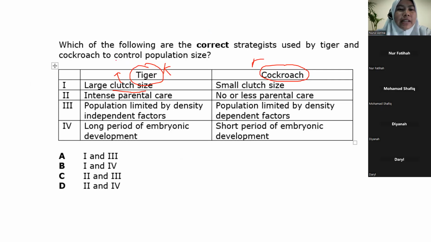Okay, right. So you can see large clutch size, jumlah anak or number of offspring is higher. Tiger is K strategy, so they produce a small clutch size. So ni salah dah. Providing intense parental care is memang strategy for tiger, K strategy. So these are for no or less parental care, this is R strategy punya karakteristik. And limited by density independent, ni salah, sebab K strategy is limited by density dependent factors. Okay. So the answer is 2 and 4.